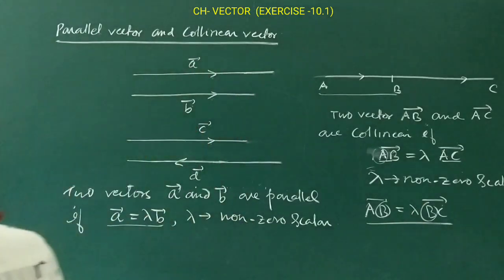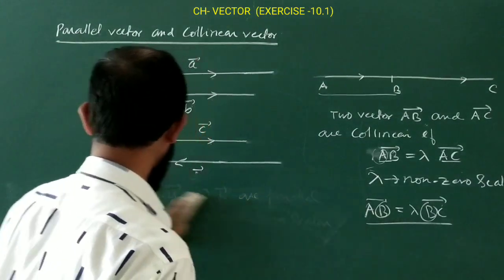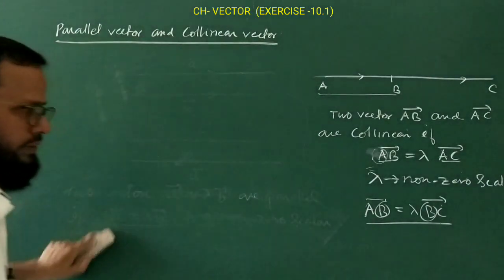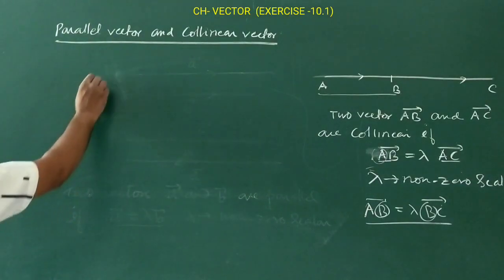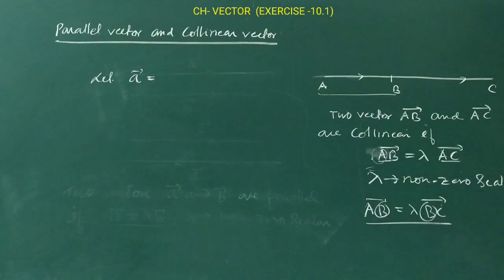Okay. Now how to express collinear vectors in terms of components, that's important. Okay. So suppose that A is a vector. It is equal to what? Like that.